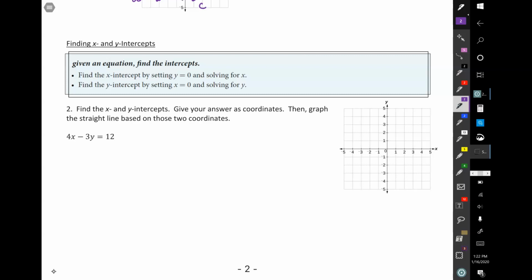So given an equation, find the intercepts. Find the x-intercept by setting y equal to 0 and solving for x. Find the y-intercept by setting x equal to 0 and solving for y. So number 2 here is find the x and y intercepts. Give your answer as coordinates. Then graph the straight line based on those 2 coordinates. So we want it as a coordinate pair.